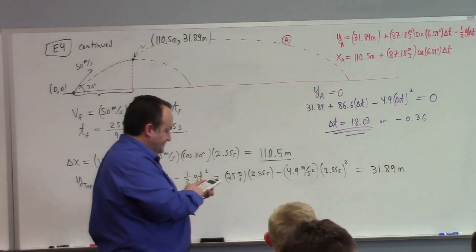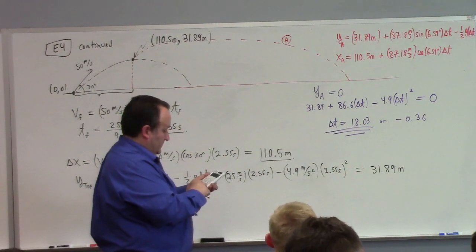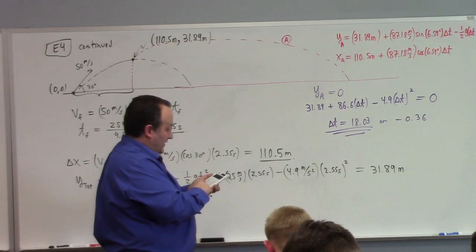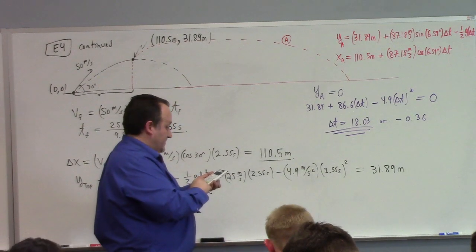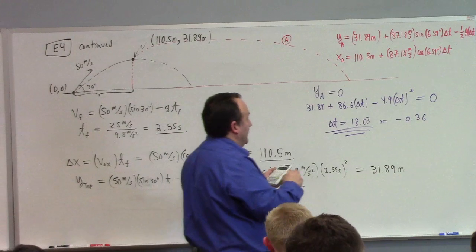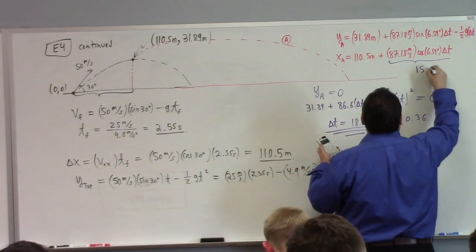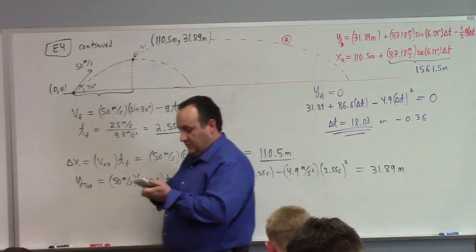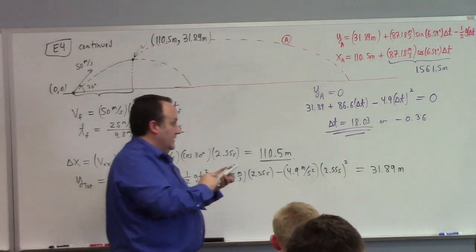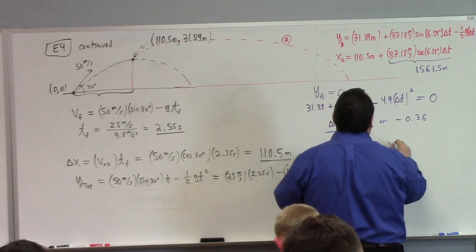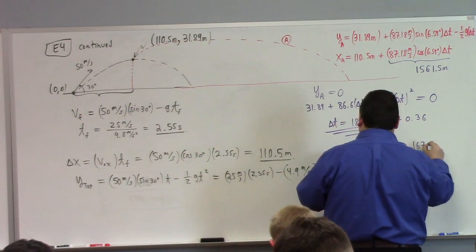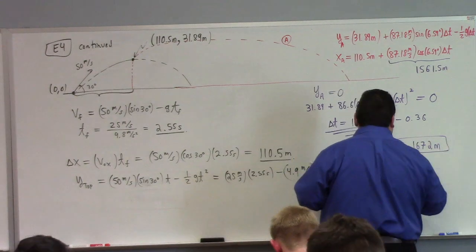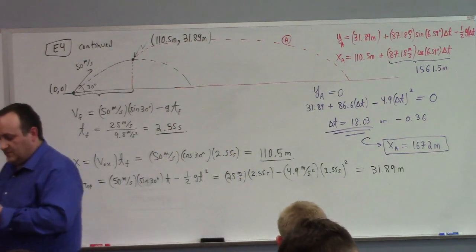So 18.03 times cosine 6.59 times 87.18 gives me 1561.5. So this works out to 1561.5 in my calculation. So I have to add 110.5 to that. And so the answer is 1672 approximately. So that's how far that one flies.